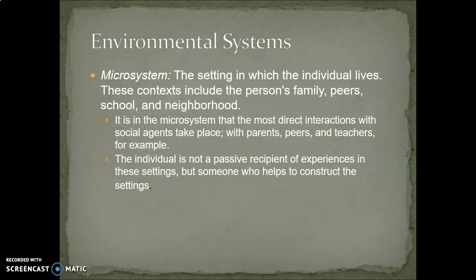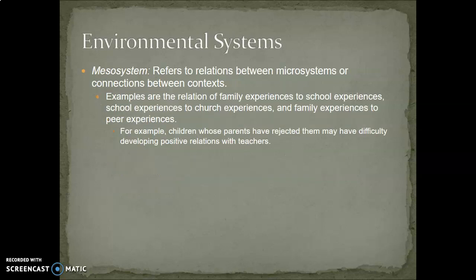Looking at the microsystem, this is the setting in which the individual lives: their family, peers, school, and neighborhood. It's the microsystem that has the most direct interactions, for example with parents, peers, and teachers. The child is not a passive recipient of experiences in these settings, but someone who helps to construct the settings. The child is an active participant at home, in school, in church, in neighborhoods. It's not happening to them, it's happening with them.